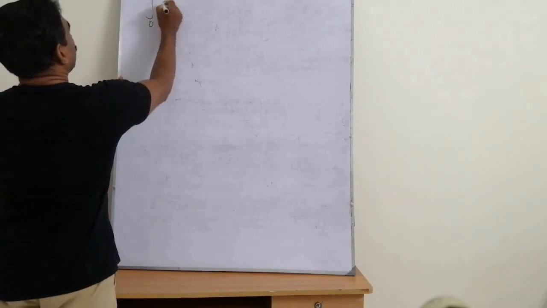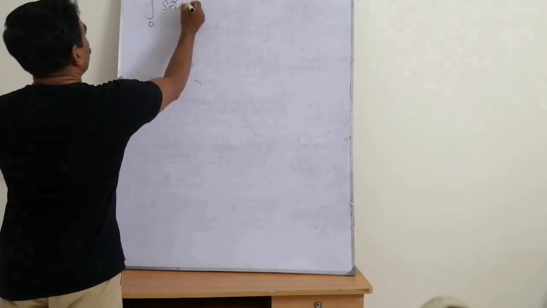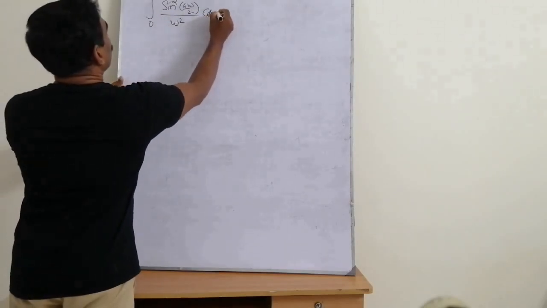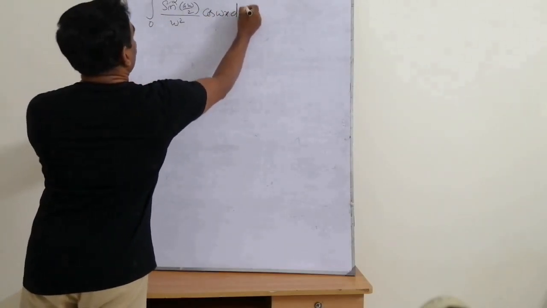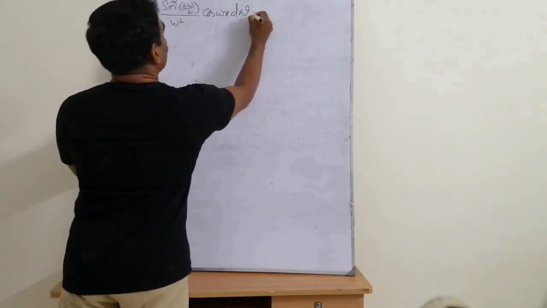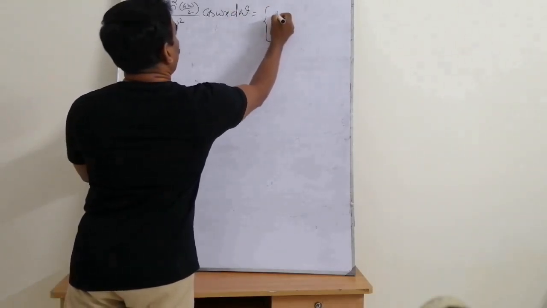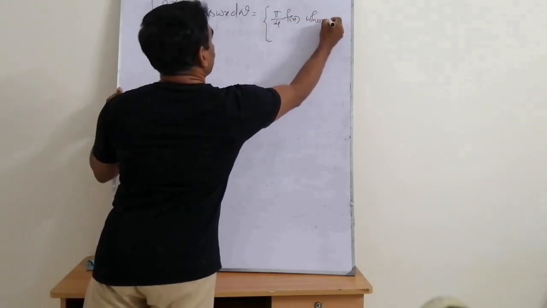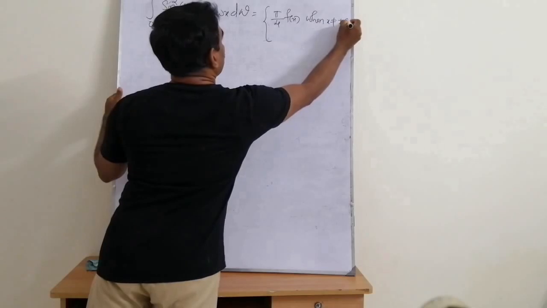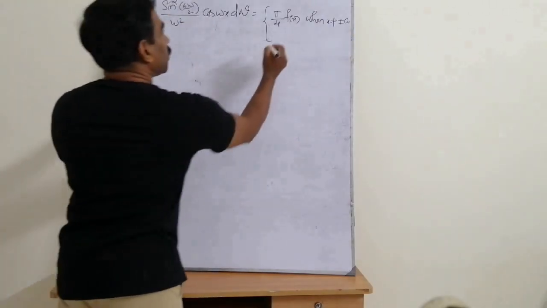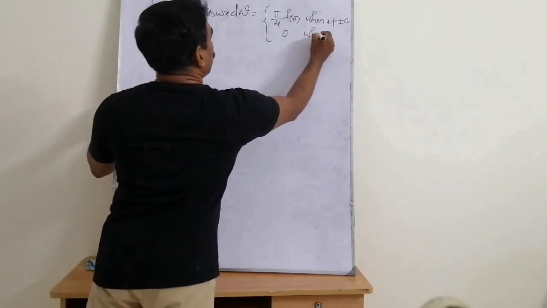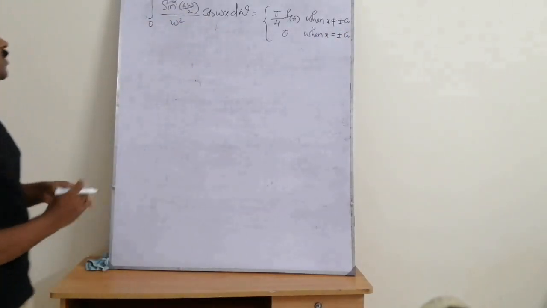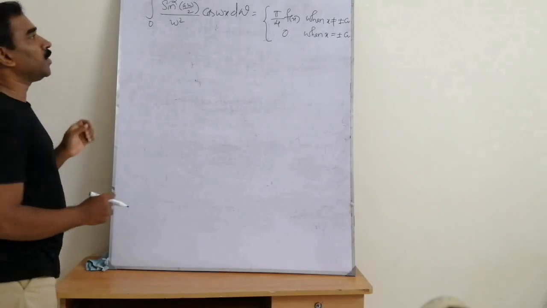Hence the value of the integral 0 to infinity sin square a omega by 2 divided by omega square into cos omega x d omega is equal to pi by 4 into f(x) when x is not equal to plus or minus a, and equal to 0 when x is equal to plus or minus a. So that is the complete Fourier integral representation.